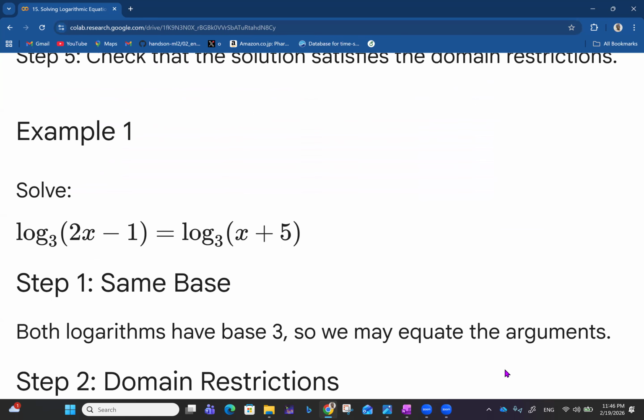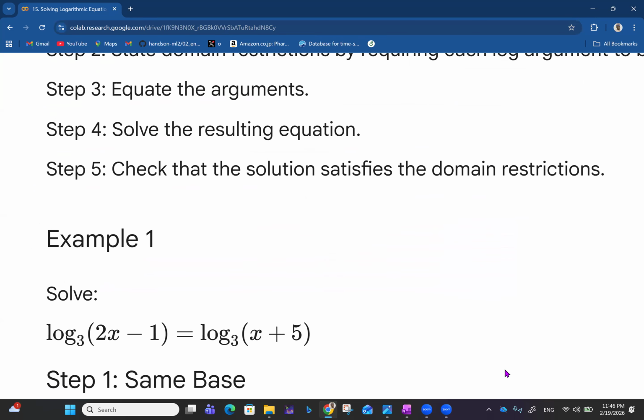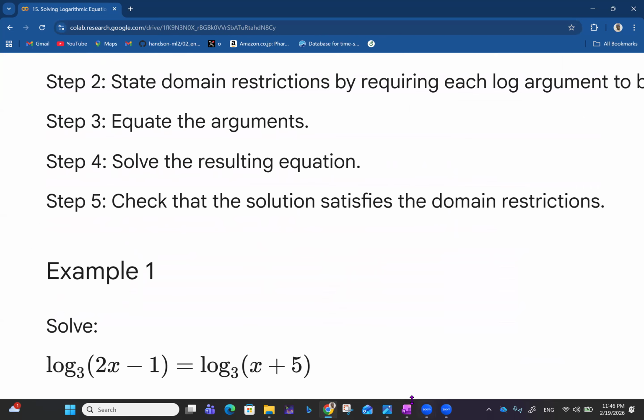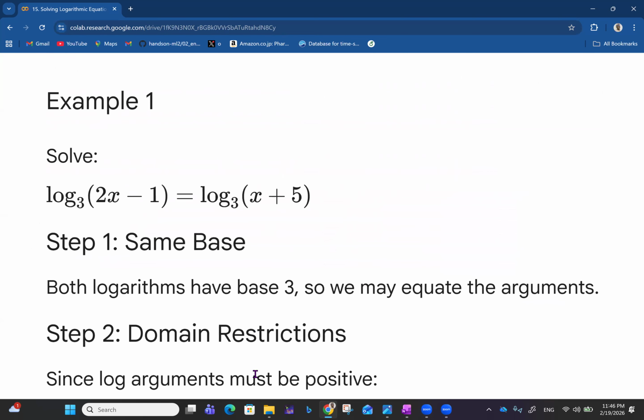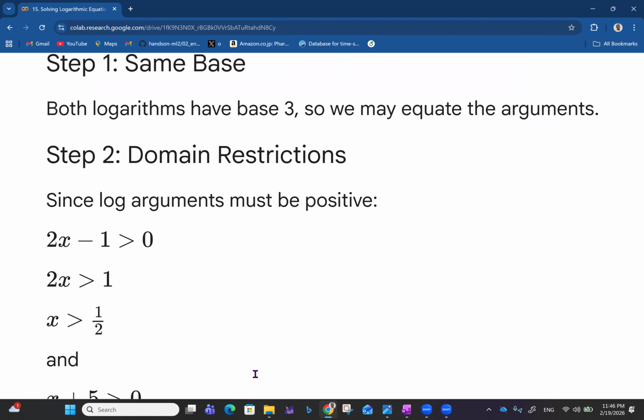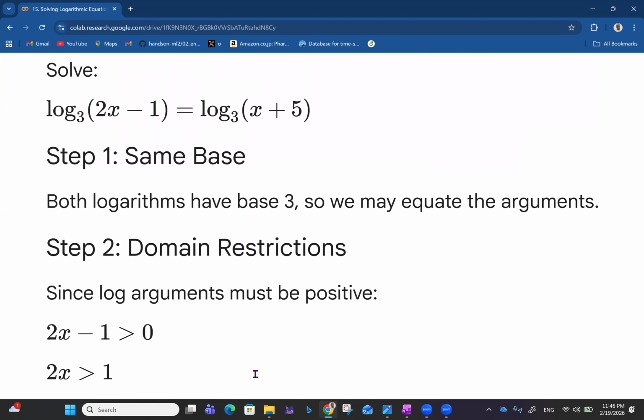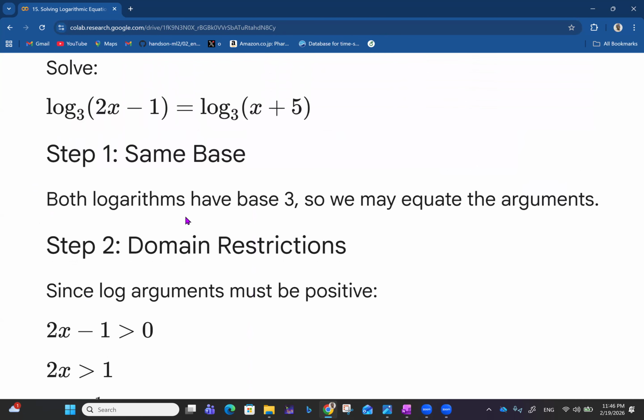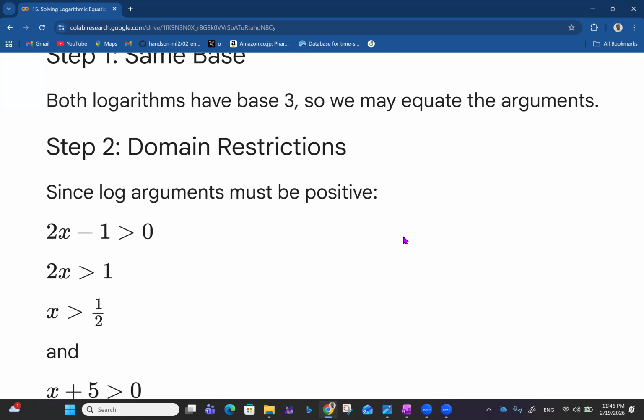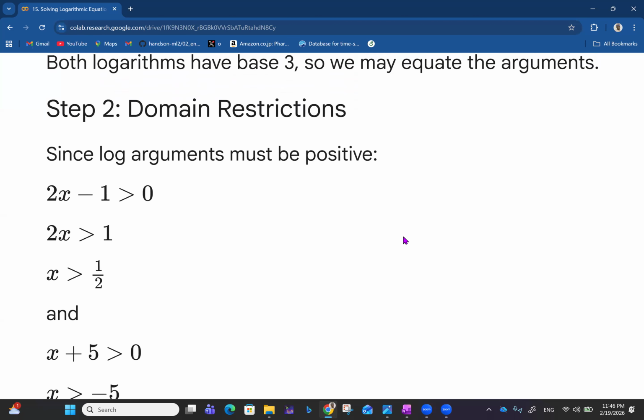So let's see. First example, you want to solve log of 2x minus 1 to base 3 equals log of x plus 5 to base 3. So what do we do? First thing, you want to check for same base. Both logarithms have base 3, right? Log 3, log 3. So nice. So we may equate the arguments. That's what that means.